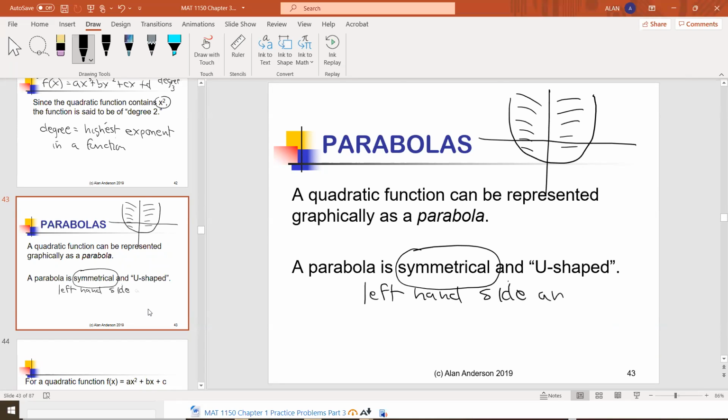and the right-hand side are, let's say, mirror images of each other.